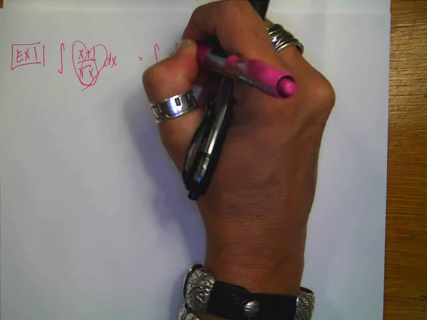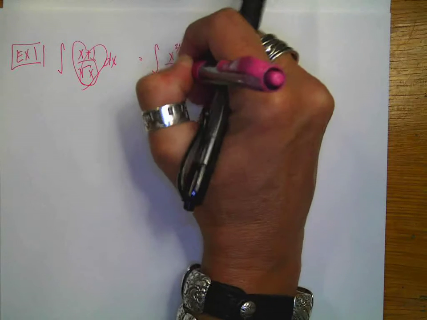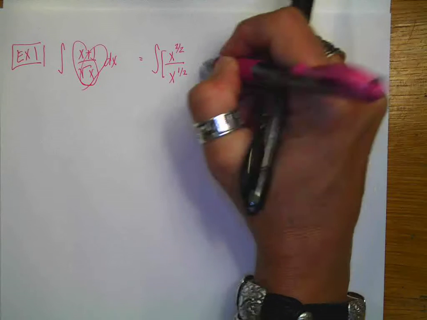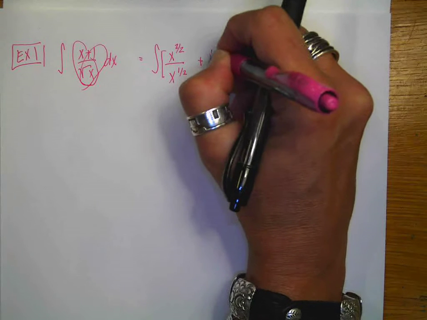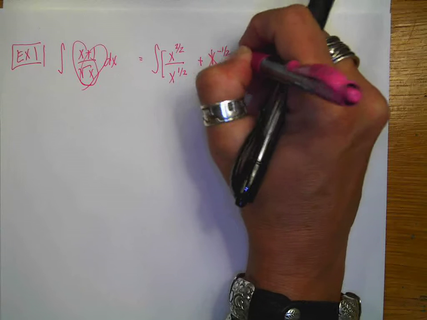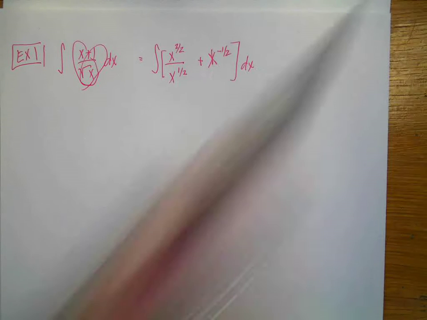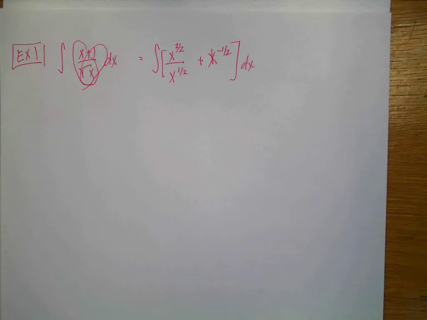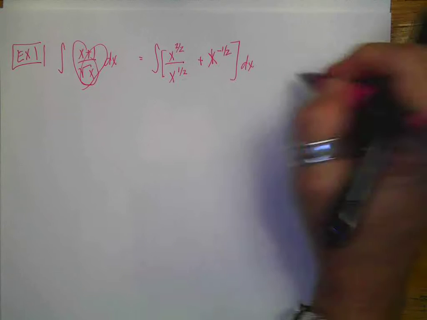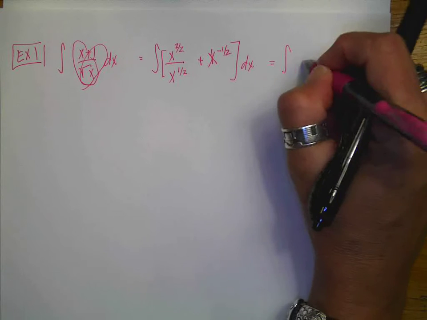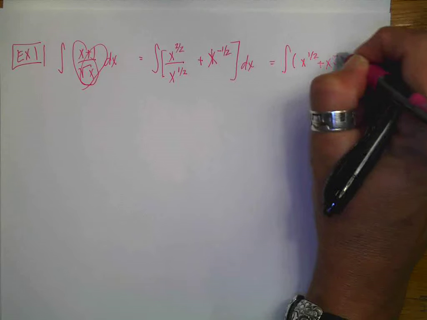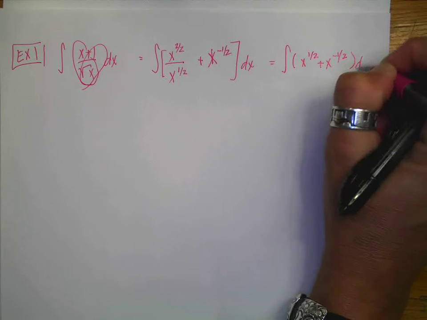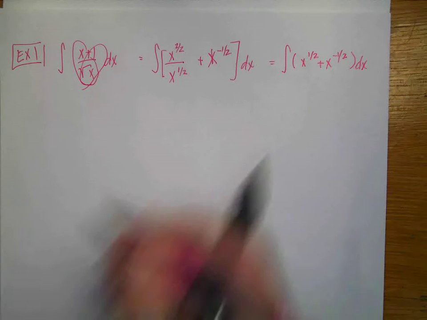So this is going to be the integral of x to the 2 over 2 divided by x to the 1/2. I'm going to put my big parentheses, plus the square root of, actually I'm going to call it x to the negative 1/2, and then I have my dx. Technically I could split it up, but I'm going to simplify first. So this is the integral of x to the 1/2 plus x to the negative 1/2, and then dx.